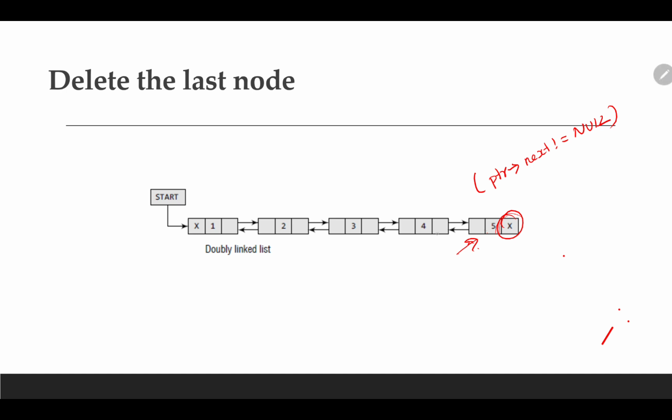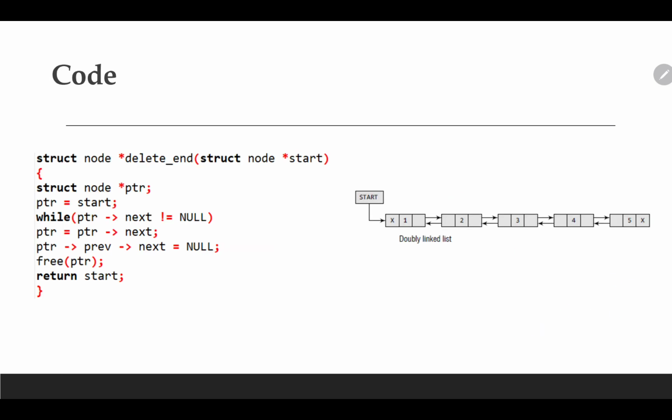Then what we have to do? The last node will be the PTR node when you are doing the process, and this previous node, this node's next part, we have to make it null. Okay, so we will see the code.